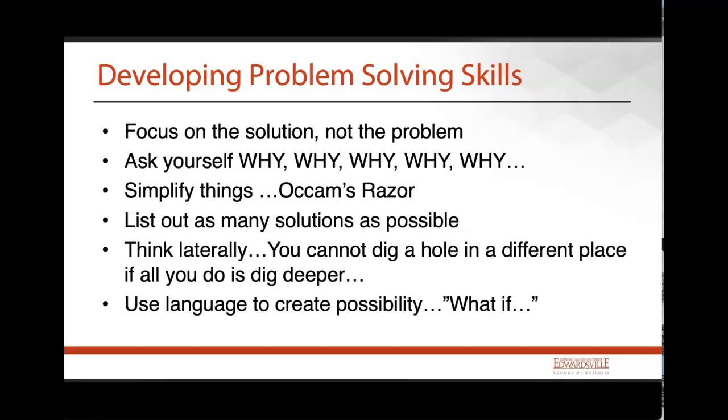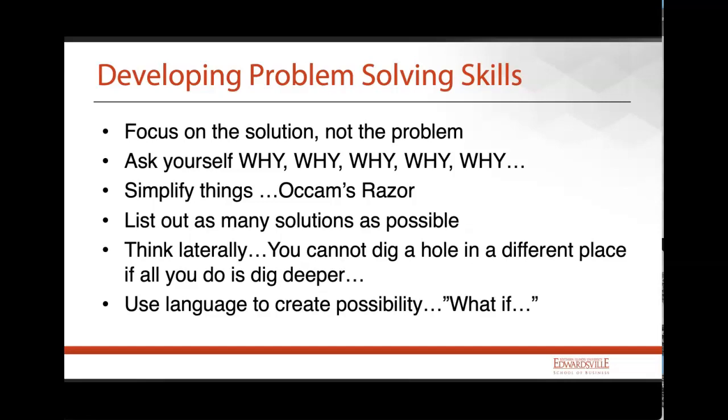We want to keep things really simple. Occam's razor tells us, right, that the simple solution is usually the most logical and most reasonable solution out there. So it is important that we simplify and try not to make things more complex than they need to be. We want to also list out as many alternatives or solutions as possible, because again, if we're not thinking as thoroughly as we can about the potential solutions to the problem, it's going to be incredibly difficult to solve the problem.